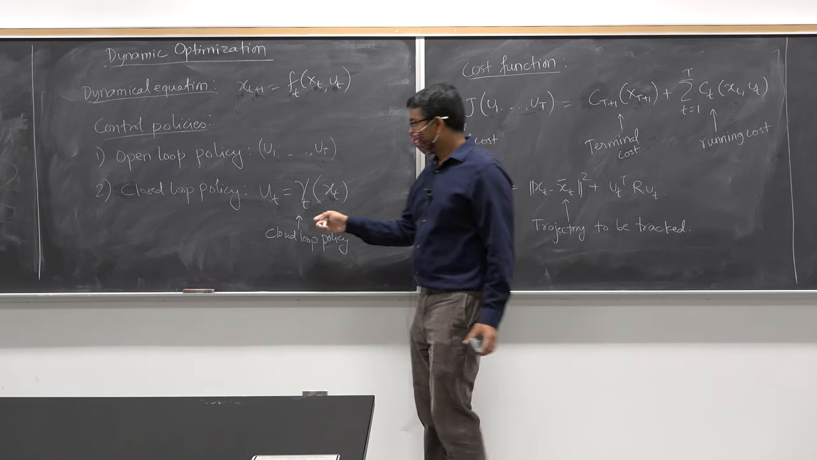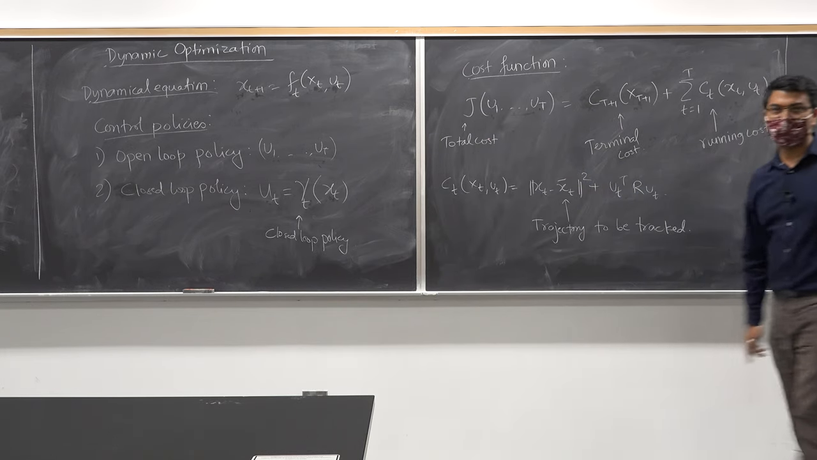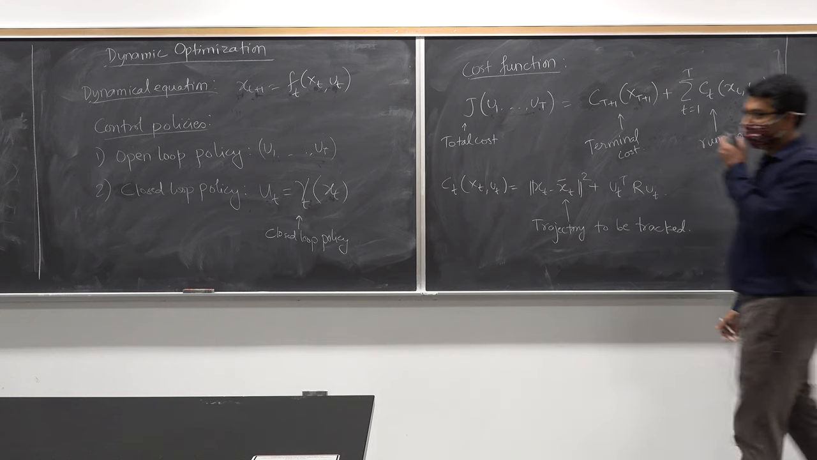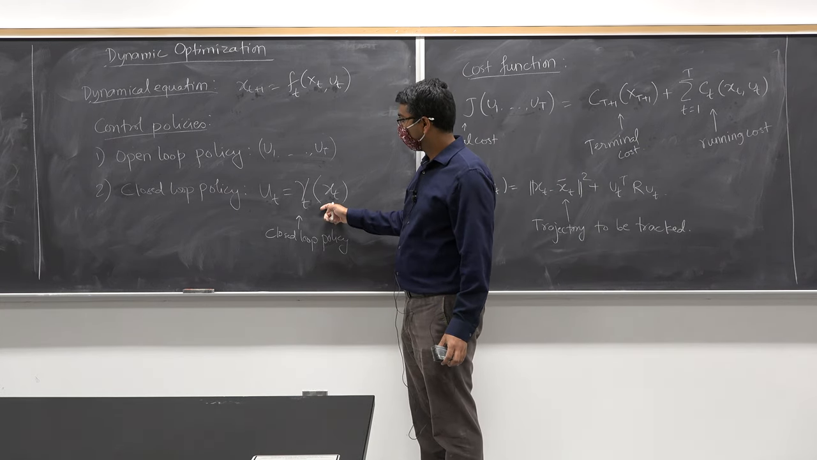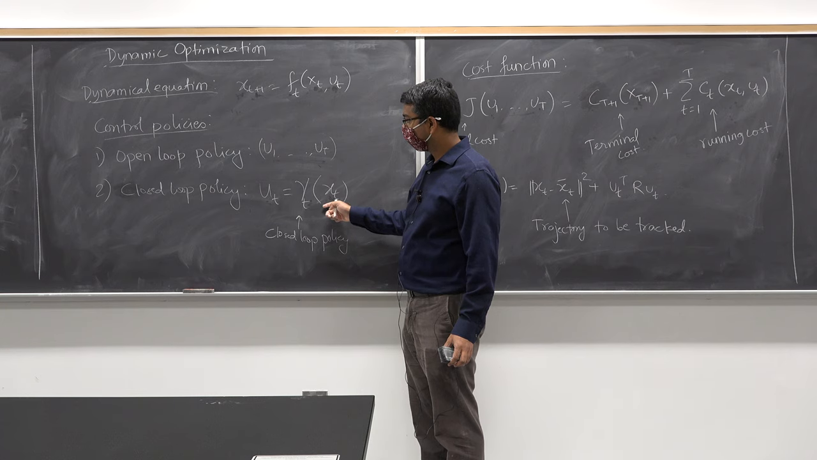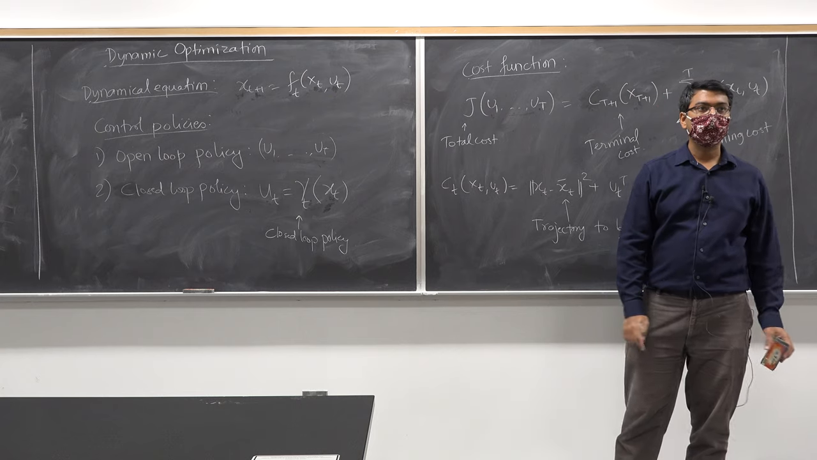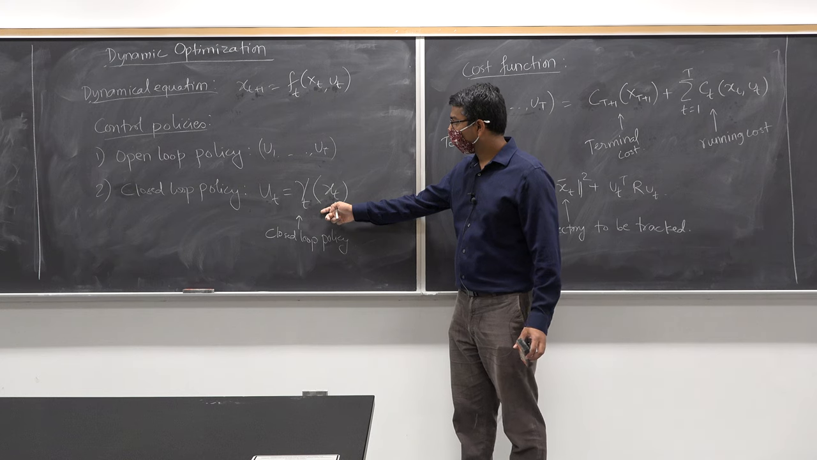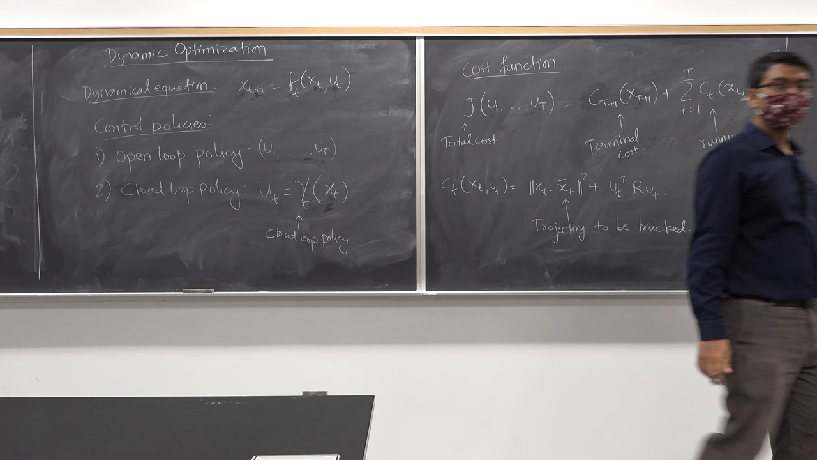So in most systems, we want to have closed loop policy. That's what we would like to have. We want to observe the current state of the system, and based on the current state, we want to take an action. This is what we would like to do. So what would be the catch for having a closed loop policy? If this is what we want, why would we even study the open loop policy? What do you think? What's the answer to that question?